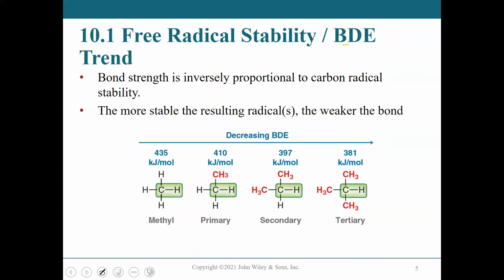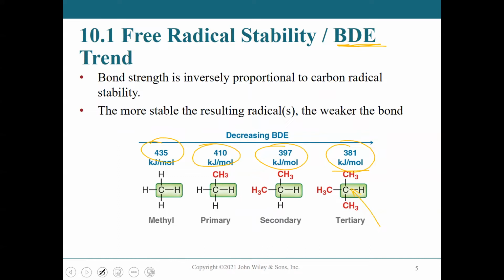The bond dissociation energy, BDE. It tells you which bond is easier to break. Here you can see the values of the energy. It costs you less to break a tertiary CH.